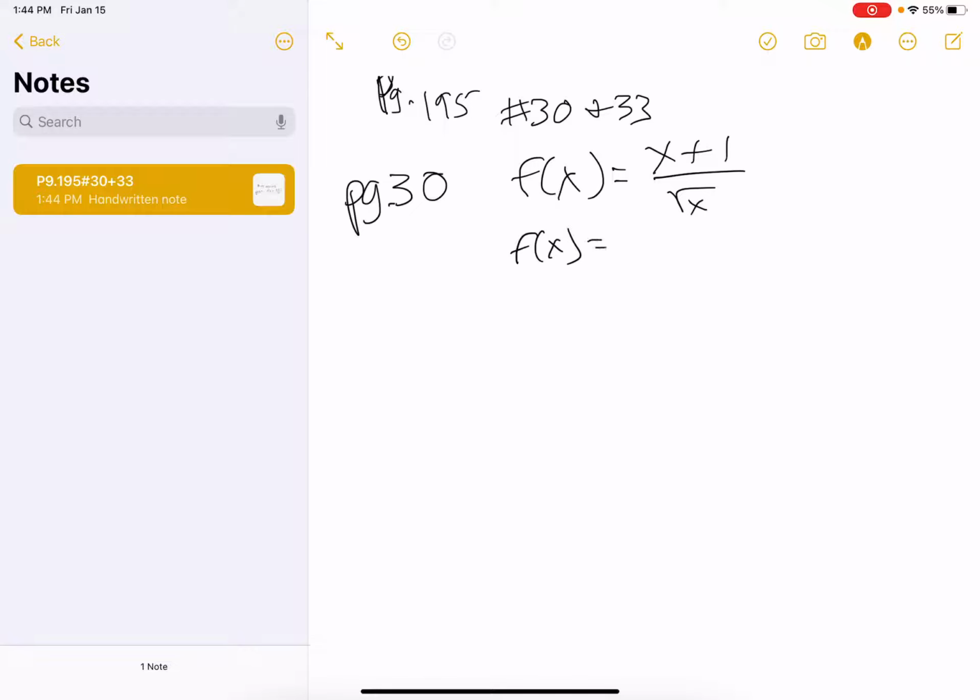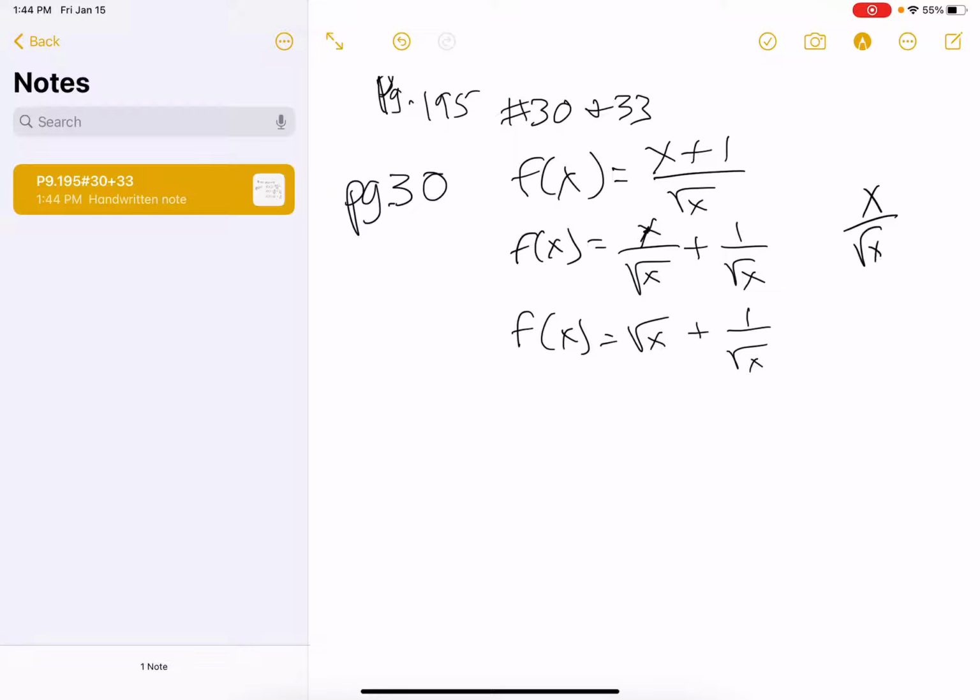So f of x, I'm going to take this and split my fraction. Okay, then I can reduce. Right, so x over square root of x, you can think about it like if you rationalize the denominator, then I'd have x root x over x. Okay, so that's how I reduced it. Or the other way to think about it is that x is the same thing as square root of x times square root of x. So x over square root of x just reduces away. So that's how I got to this part right here.